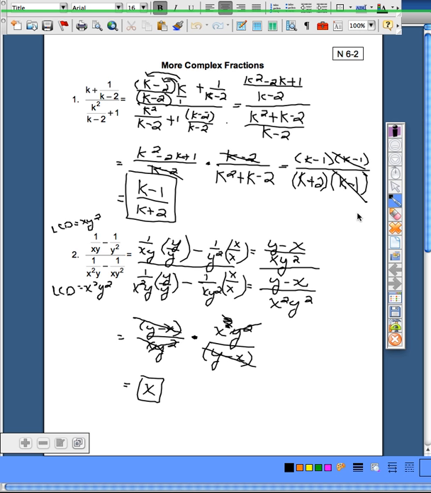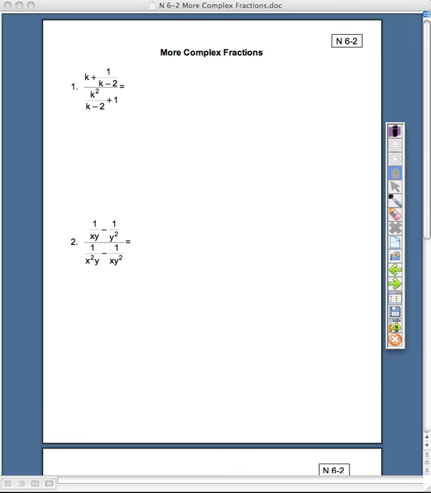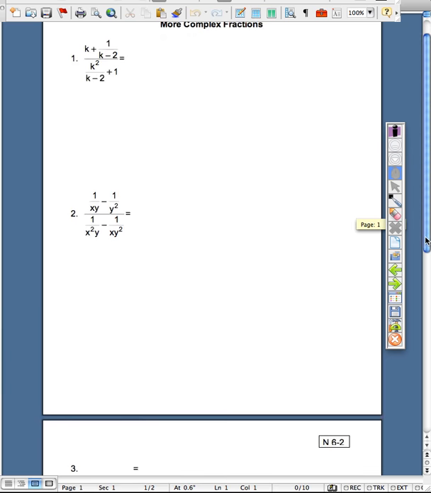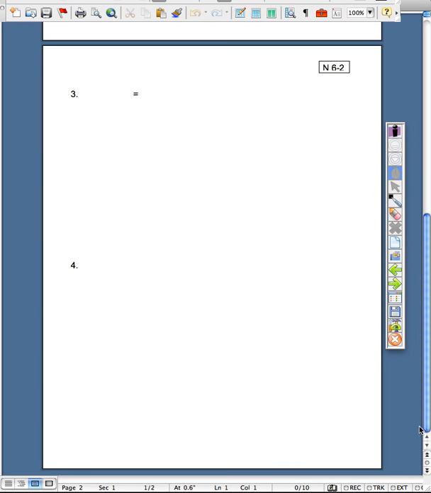Now there's two more examples, so we'll move on to those. Get to the mouse. Move down. Okay. Fractions will come up.